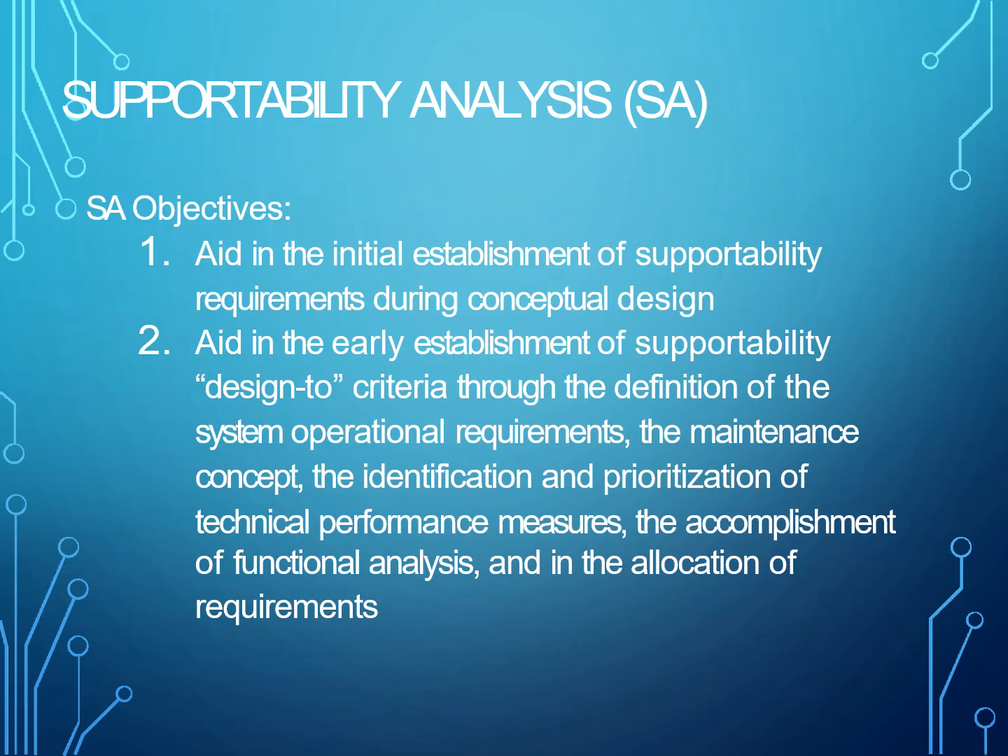Second, SA helps us establish supportability design tool criteria. This is key. We define system operational requirements, the overall maintenance concept, and we identify and prioritize technical performance measures. We also use functional analysis to allocate requirements, meaning we decide which subsystems need to meet which specific support targets.